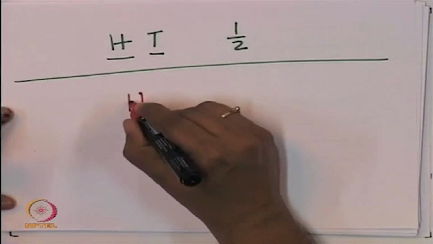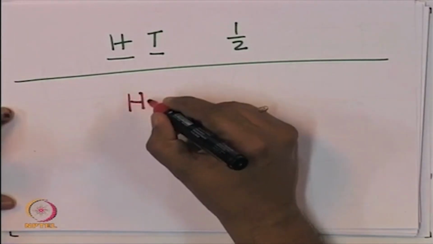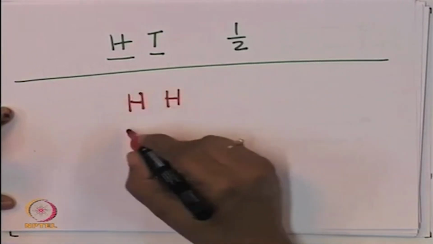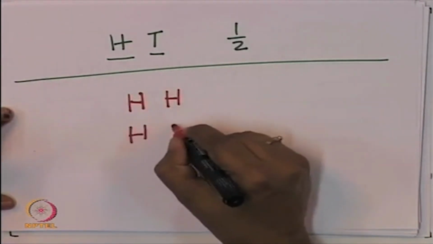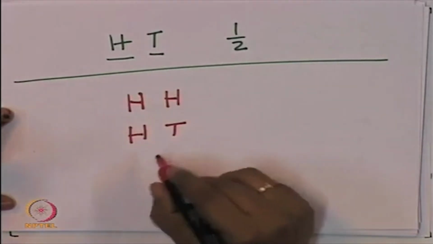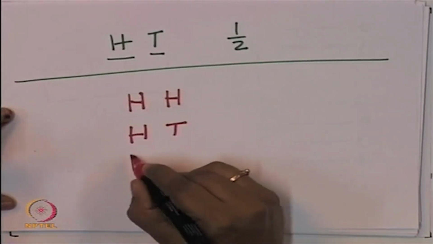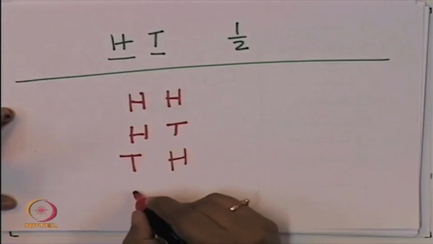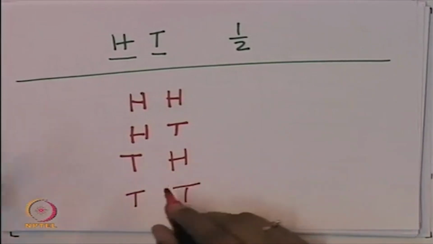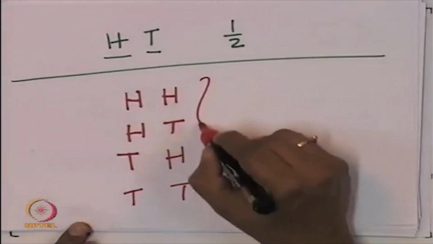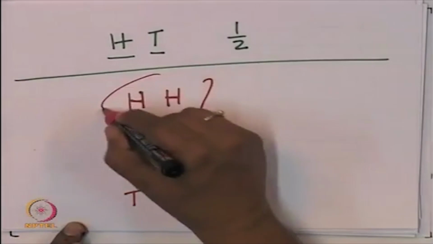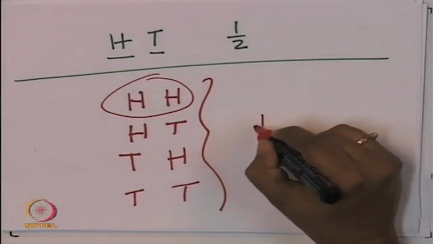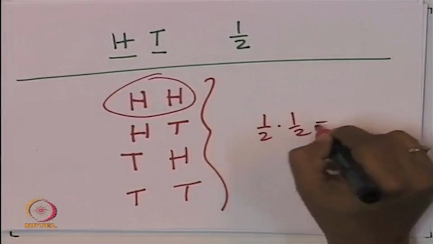In the first toss you can get a head, and in the second toss again a head. This is one possibility. In the first toss there will be a head, and in the second toss a tail. This is another possibility. In the first toss a tail, in the second toss a head. This is another possibility. In both there will be a tail. This is the fourth possibility. There are four possibilities, and getting head in both is just one of these four. So this is half into half, which is 1 by 4.